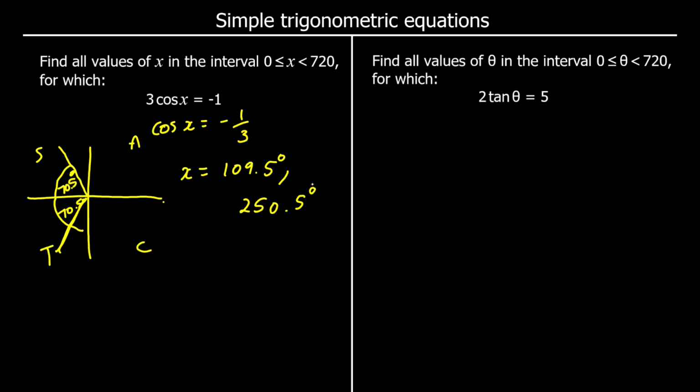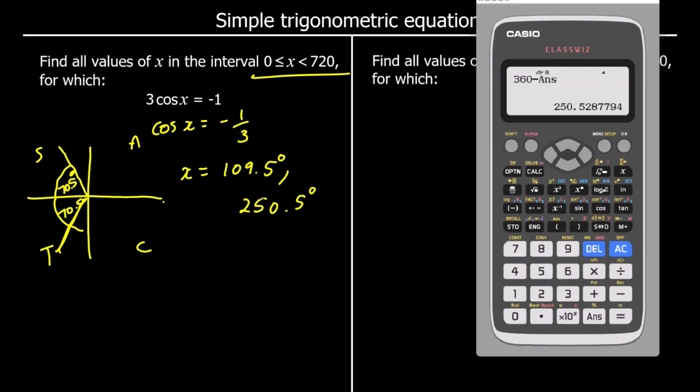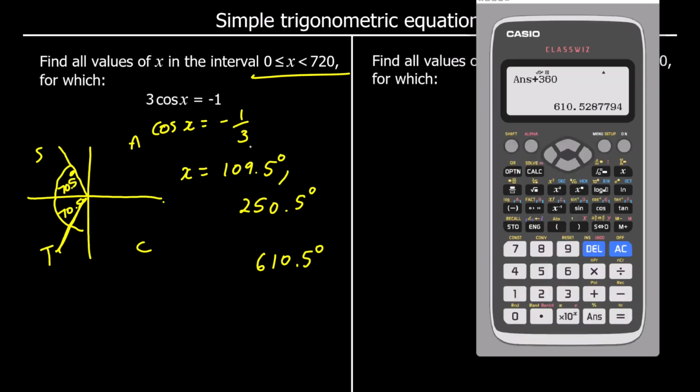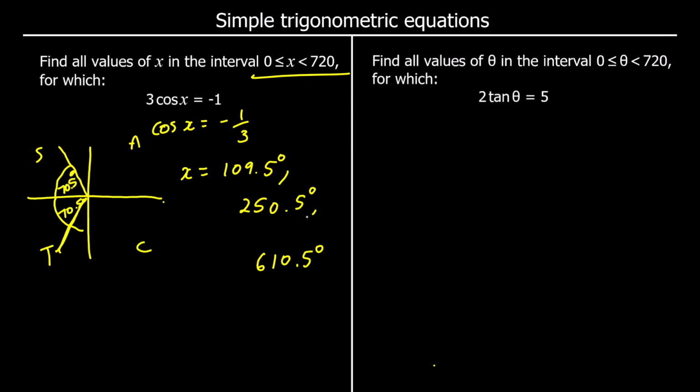There are answers between 0 and 360. We want to go up to 720. So because the cos graph repeats every 360 degrees, we can just add 360 onto both of these. So plus 360 onto that one is 610.5. Plus 360 onto 109.5, and that's 469.5. So there we've got 4 answers this time.